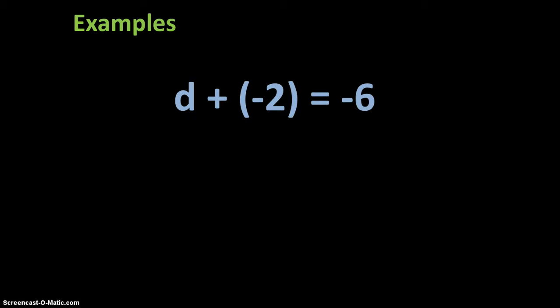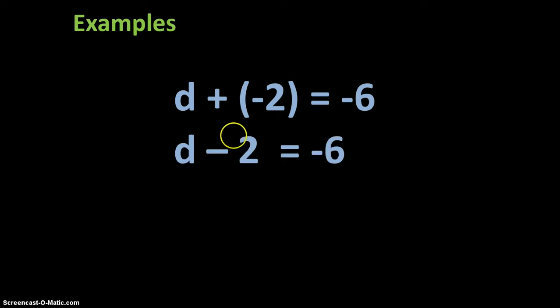Okay, here's another example. We have d plus negative 2 equals negative 6. Again, we have double signage. You can see the double signage here. Their signs are different. Since the signs are different, we're going to put a subtraction sign. So instead of d plus negative 2, it's just going to be d minus 2 equals negative 6.